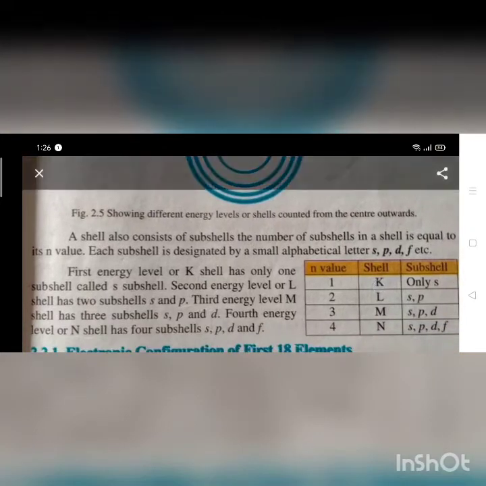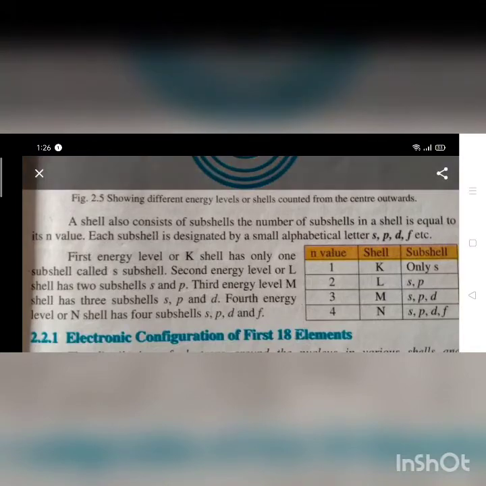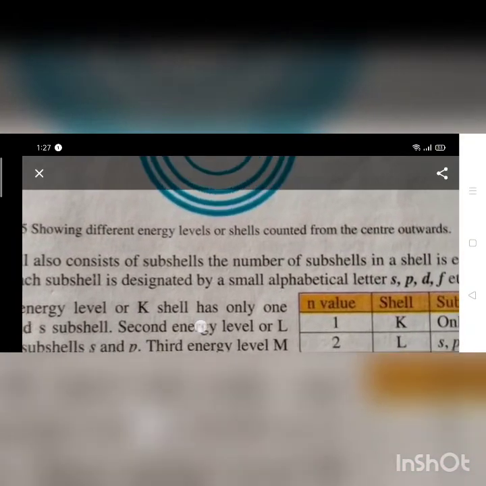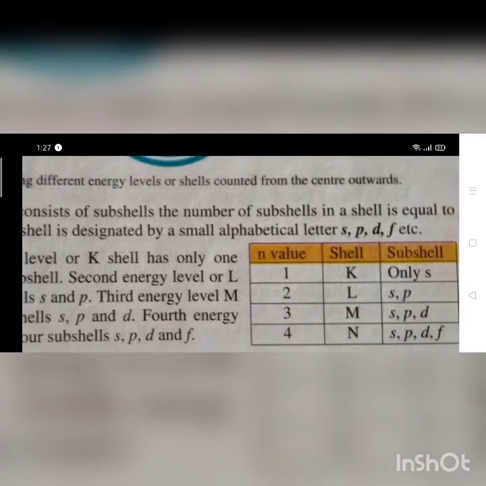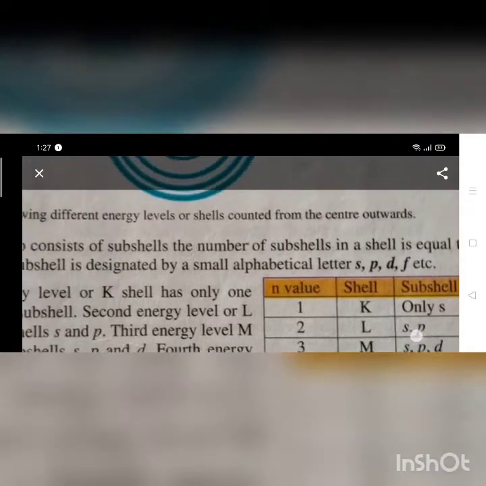For example, first orbit, n equals 1, has the name K shell. It has only one subshell, because it can accommodate only 2 electrons, and there are 4 types of subshells: S, P, D, and F. Now, how many subshells are present in K shell, L shell, M shell, and N shell? It depends upon the number of electrons.